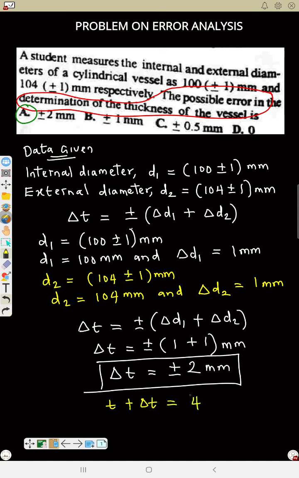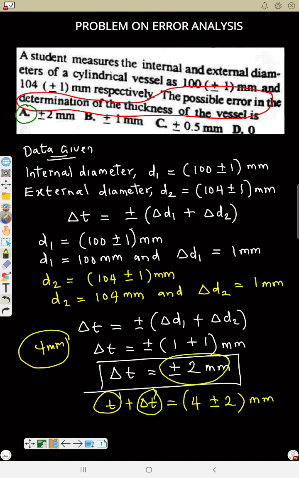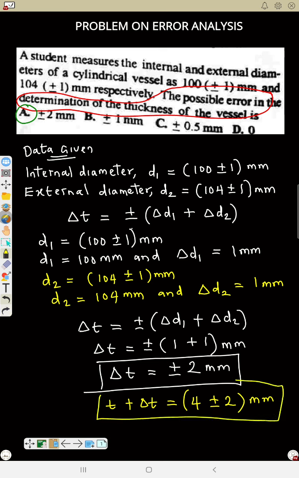So that will be 4 plus or minus 2 millimeter. We know T already as 4, as shown. That is external diameter minus internal diameter. Then we know delta T, that is absolute error in the thickness. So the measurement of the thickness can be this. So that's it. But this is the one the question asked for, which is option A.